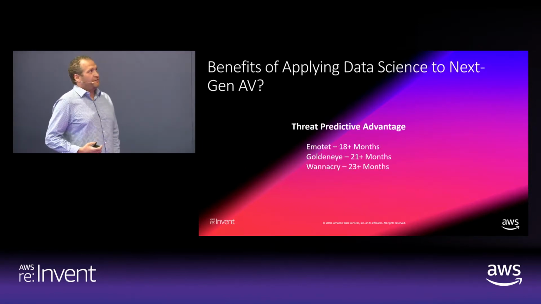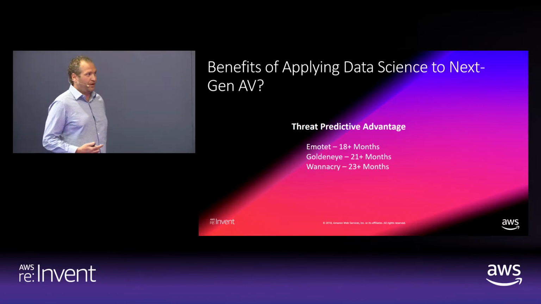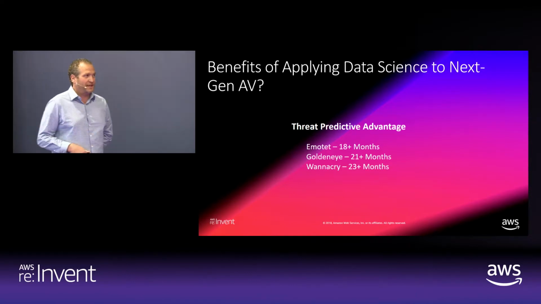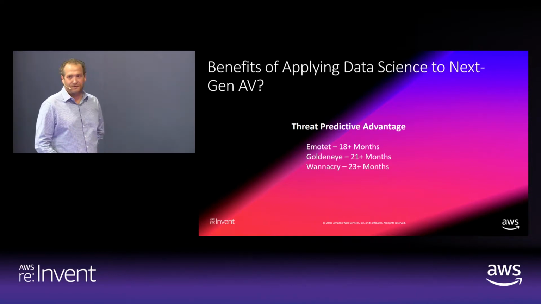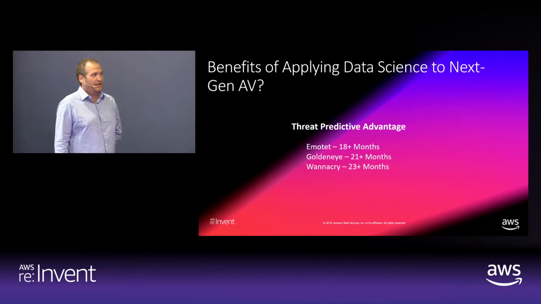So here are the benefits of applying data science to next-gen AV that we've sought. We call it threat predictive advantage, where we were able to actually stay out in front of some of these attacks. With Emotet, we went back after we found the first payload and tested it against some of our older models. Emotet was predicted 18 months out, GoldenEye was 21 months, and WannaCry was 23 months. All Cylance customers that had Cylance deployed didn't get hit by any one of these.